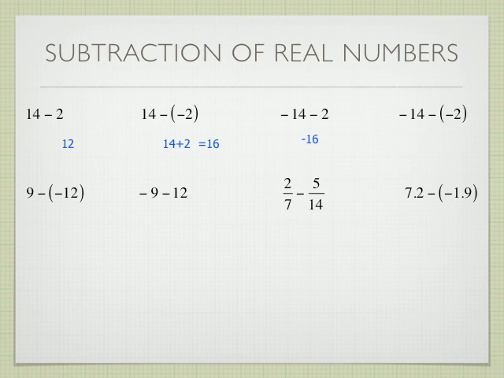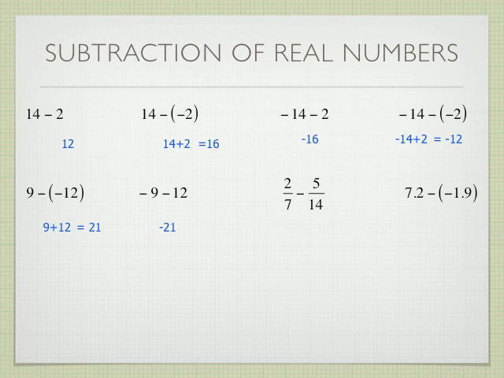This next one, my hot air balloon goes 14 feet below the cliff, and then I take away sandbags. What happens when I take away sandbags? I come up. So I'm not 14 feet below the cliff, I'm now 12 feet below the cliff. I'm at -12. 9 minus -12, that's 9 plus 12, which is 21. -9 minus 12, -21.